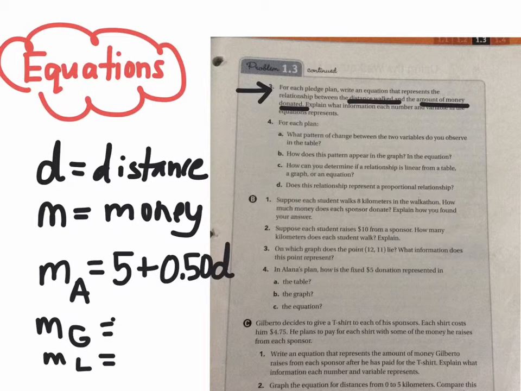Once you've written your 3 equations, then you're going to start to investigate further what each of the equations, graphs, and rate tables might show. What pattern of change is there? Where does this pattern appear in the graph and in the equation? How can you determine if a relationship is linear by looking at a table, a graph, or an equation? And which relationships are considered proportional? From here, you'll move on to part B and continue to investigate some more patterns, and finally, part C.